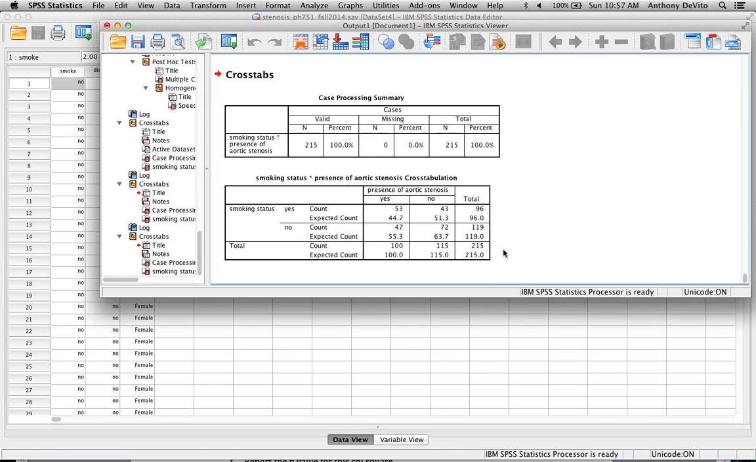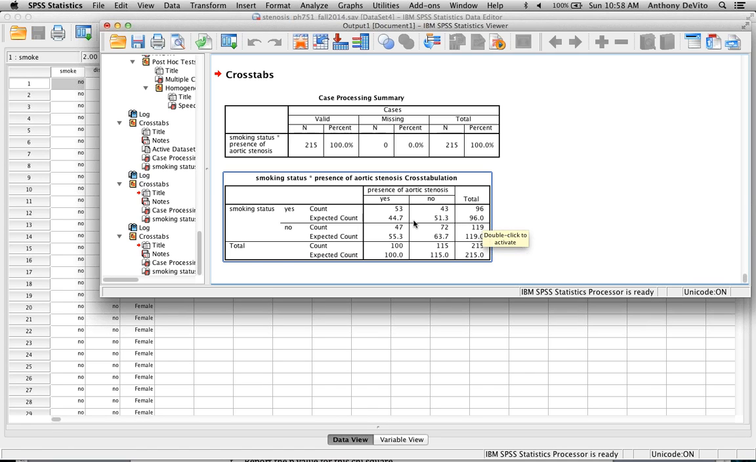and click OK. Okay, so now what SPSS has done for me is it's figured out the rate at which people are getting ill overall within this population is 100 over 215, or about 40% of the people are getting stenosis. Well, it said, if there's no difference between smokers and non-smokers, I would expect 40% of the smokers to get ill and 40% of the non-smokers to get ill. Well, in fact, the rates are different.